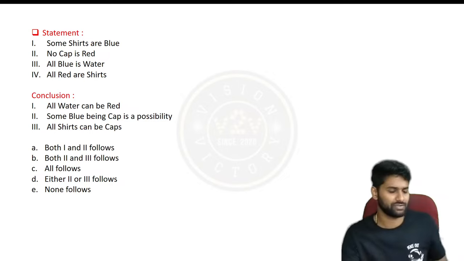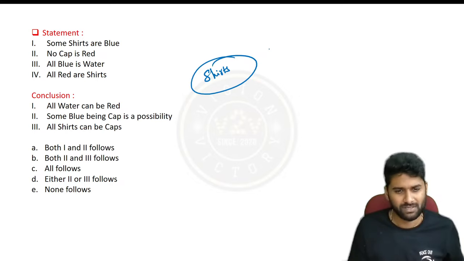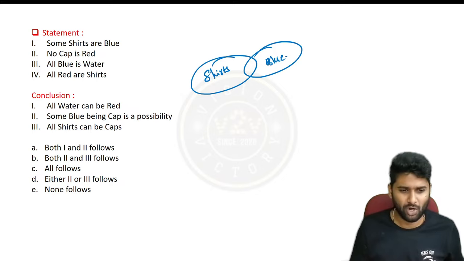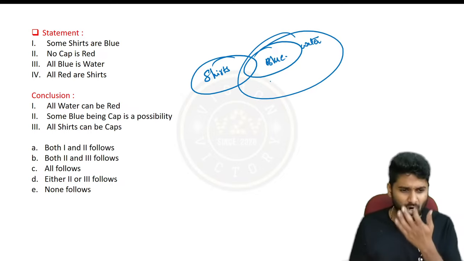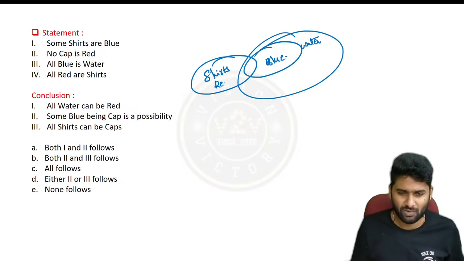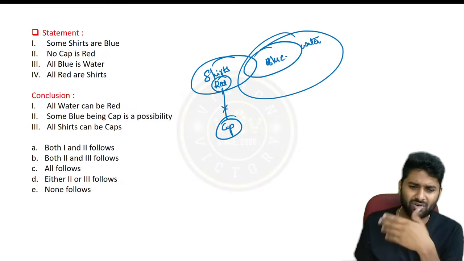Next, go through this one. Some shirts are blue. No cap is red. All blue is water. All red are shirts. No cap is red. All water can be red. All water can be shirts.